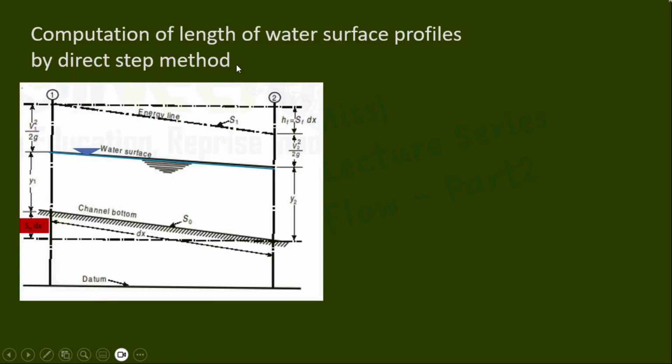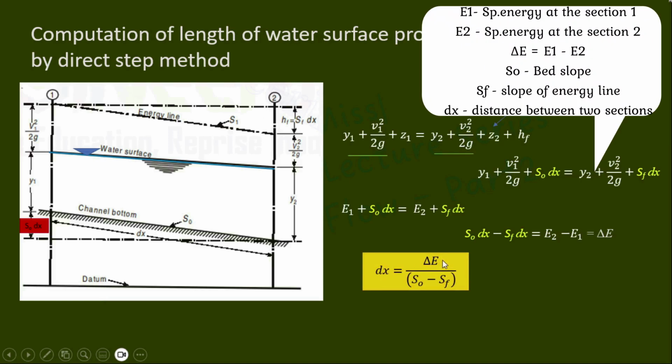In the direct step method, the channel is divided into short reaches and the computation is carried out step by step from the control section. dx equal to delta E divided by (S0 minus Sf). This is the principle of this direct step method.